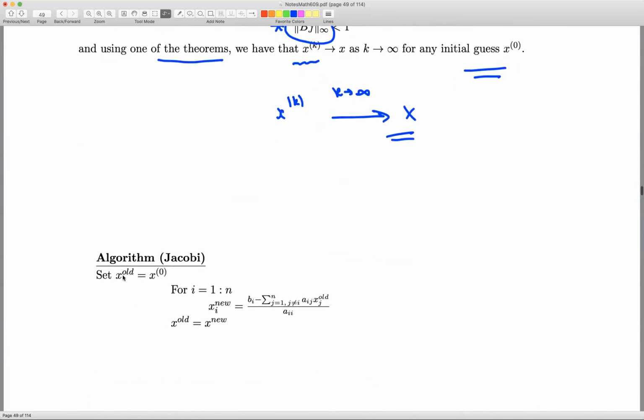We set x old to be equal to x0, which is our initial guess. Remember, x old is a vector in Rn, and then we compute every component of the new vector, which is the k plus first iteration, the components of the vector x^(k+1). This is the ith component of the vector x^(k+1). It is b_i minus the sum of the a_ij's times the x_j, all divided by a_ii.